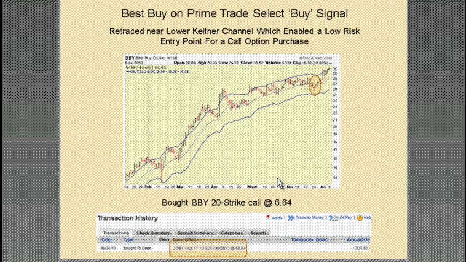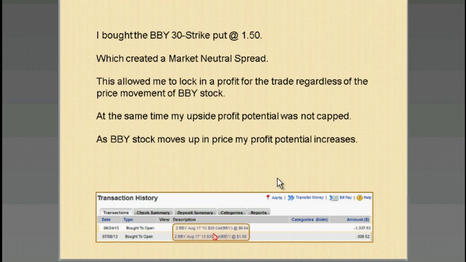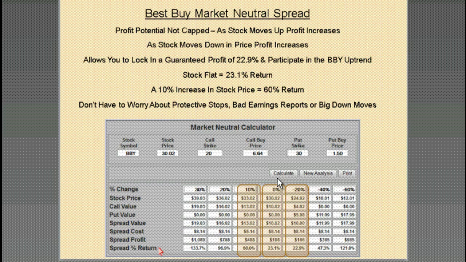And I did the same thing with the Best Buy trade. I had a profit in the 20 strike call that I purchased, so I went ahead and purchased the 30 strike put. This is the risk profile for this market neutral spread. We can see my minimum profit is 22.9%, and if the stock goes up 10%, I would get a 60% return. So this is a great way to trade options.